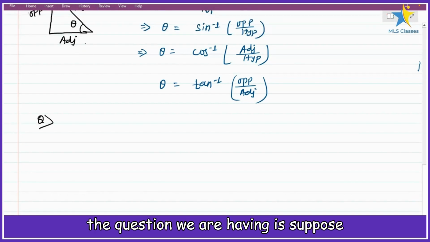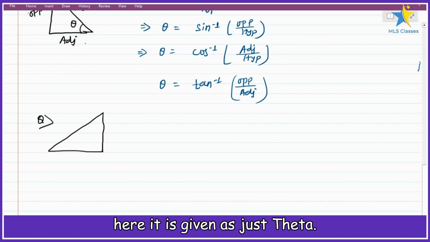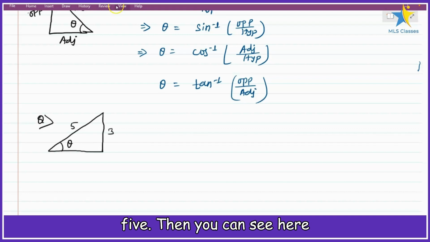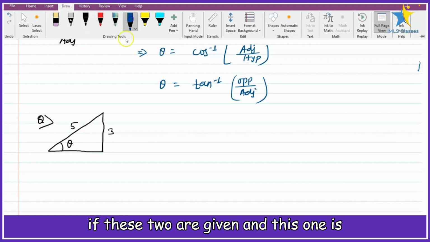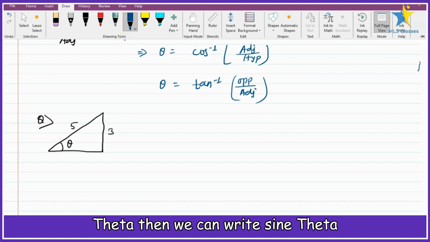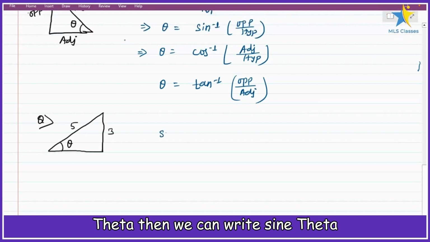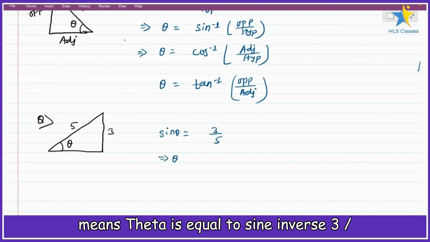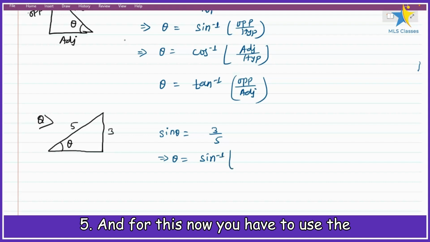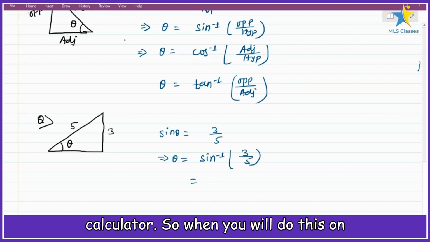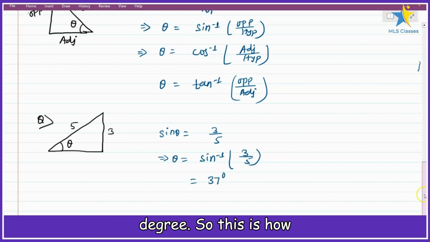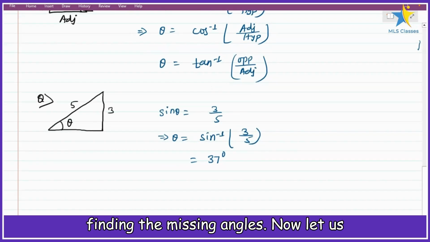Suppose here it's given as just theta, this is given as 3, this is given as 5. Then you can see, if these two are given and this one is theta and we need to find the value of theta, then we can write sine theta is equal to opposite over hypotenuse. That means theta is equal to sine inverse 3 over 5. And for this now you have to use the calculator. When you do this on the calculator, it will come close to 37 degrees. So this is how we are finding the missing angles.